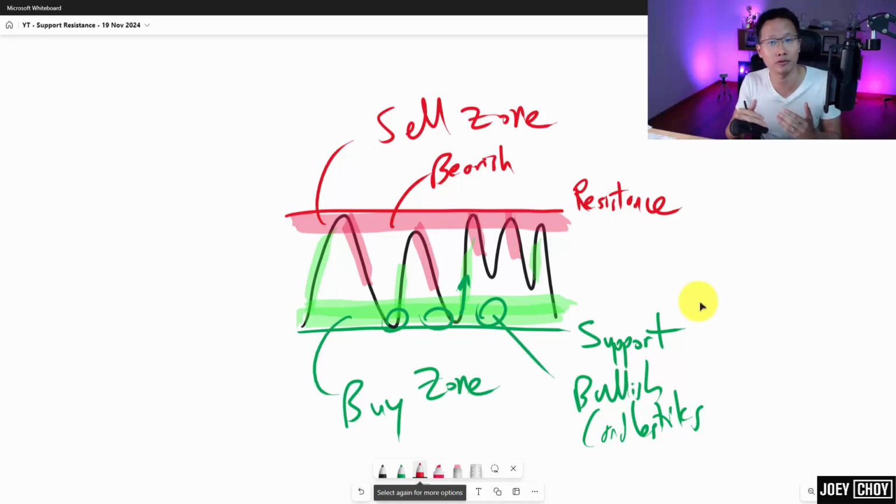Of course, you want to combine it with a few other factors for more confirmation, like the trend, the candlestick, and some other things that we look at as well. But I think this is very crucial, and that's what you want to know as well.